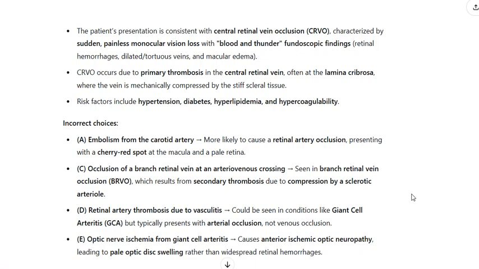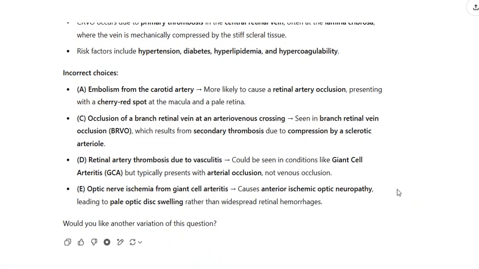D. Retinal artery thrombosis due to vasculitis, could be seen in conditions like giant cell arteritis, GCA, but typically presents with arterial occlusion, not venous occlusion. E. Optic nerve ischemia from giant cell arteritis, causes anterior ischemic optic neuropathy, leading to pale optic disc swelling rather than widespread retinal hemorrhages.